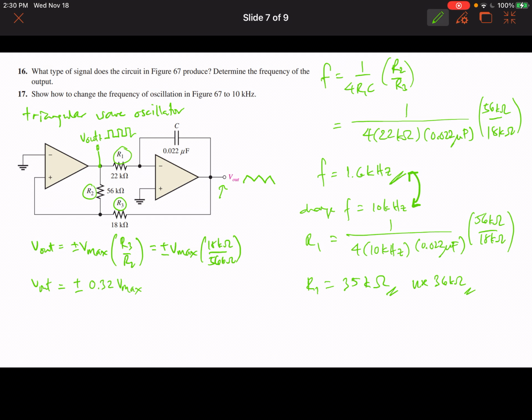So there must be something wrong with how I calculated this, maybe in how I plugged this into the calculator. We expect R1 to be 6 or 7 times smaller than 22 kilo ohms. So maybe this is 3.5, not 35. So 3.5 kilo ohms, or we use instead 3.6 kilo ohms. This is the one that you can buy in store. So you can check the answer if this is correct.